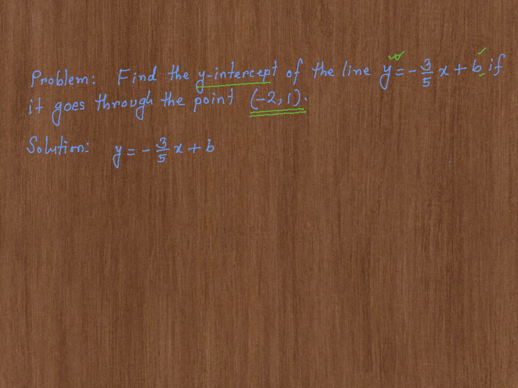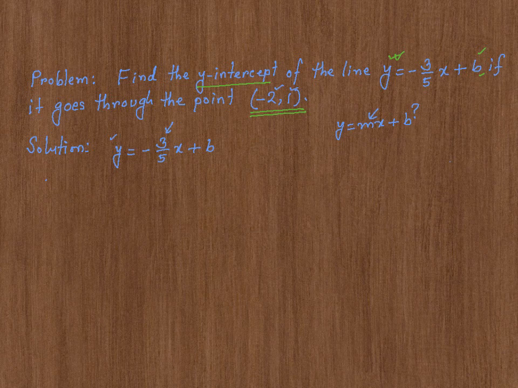The problem as it is given made our life a little bit easier because it's almost given in the form y is equal to mx plus b. We know m, which is this -3/5, but we need to find b. To find b, for x we are going to put -2, and for y we are going to put 1 in this equation, and then solve for b.